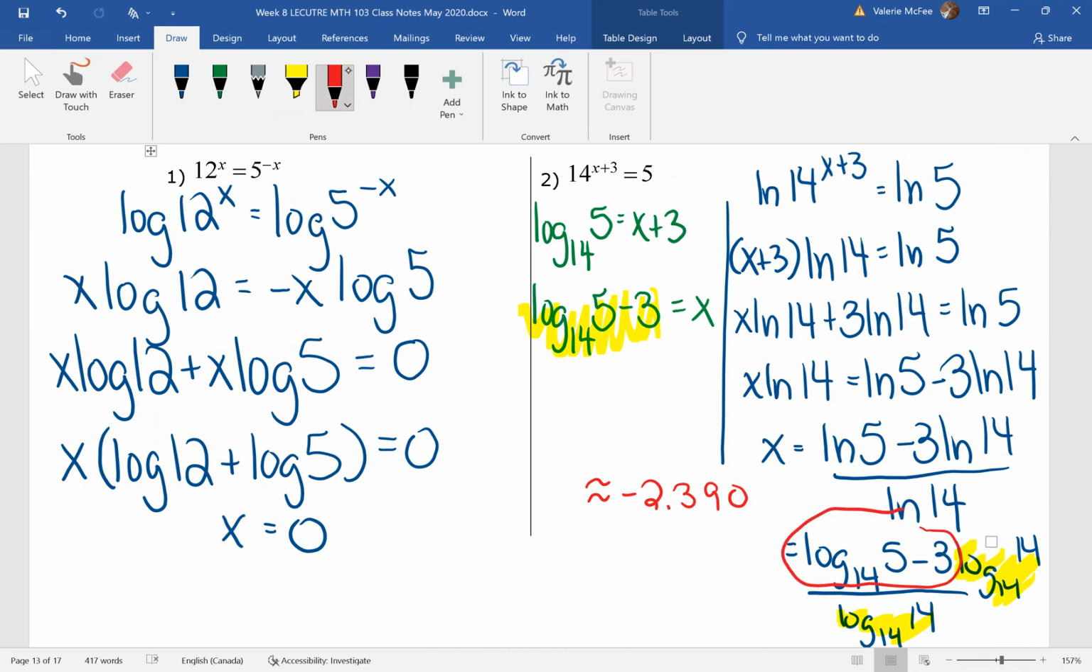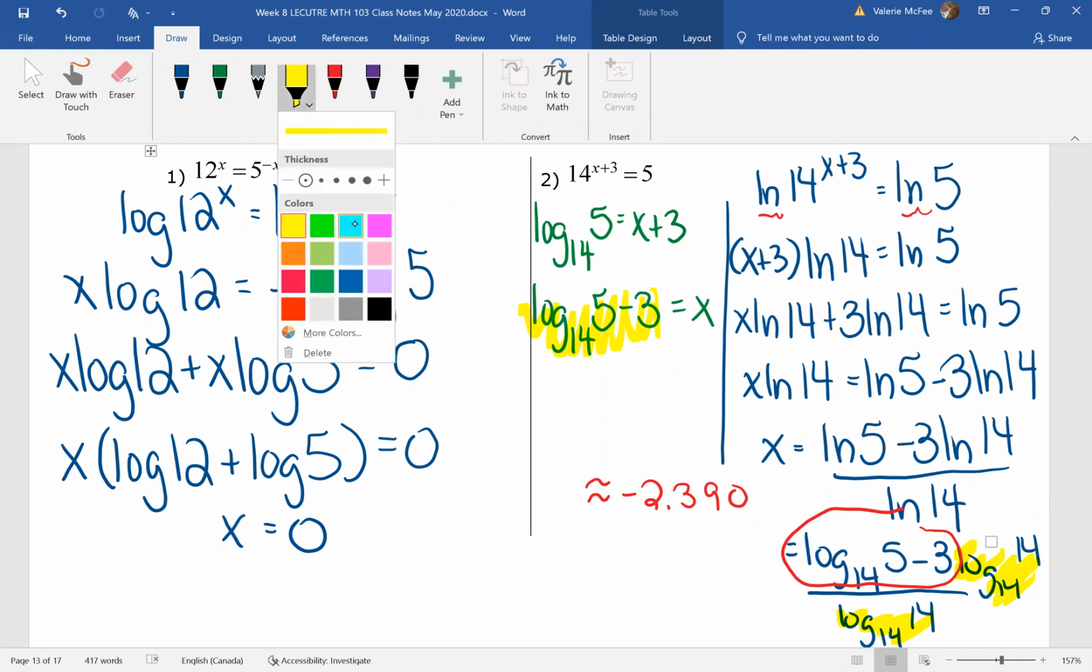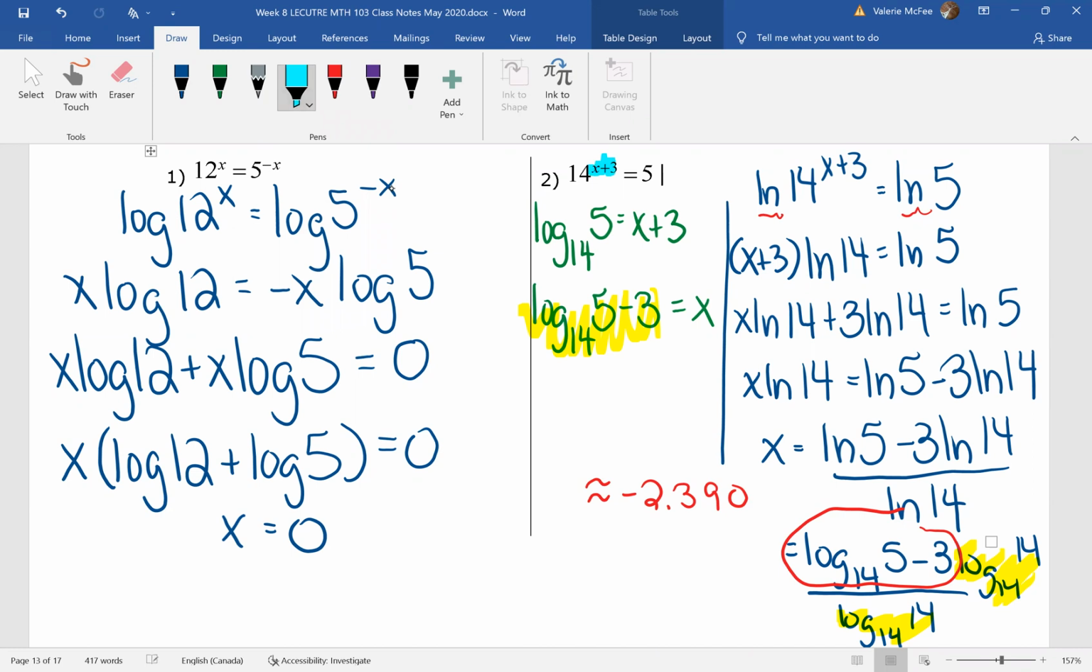So you can apply a log to both sides. But when there is x in only one power, it is so much easier to change it to exponential form. I hope you can see that, and I hope that that's what you practice. Let's do another question together.